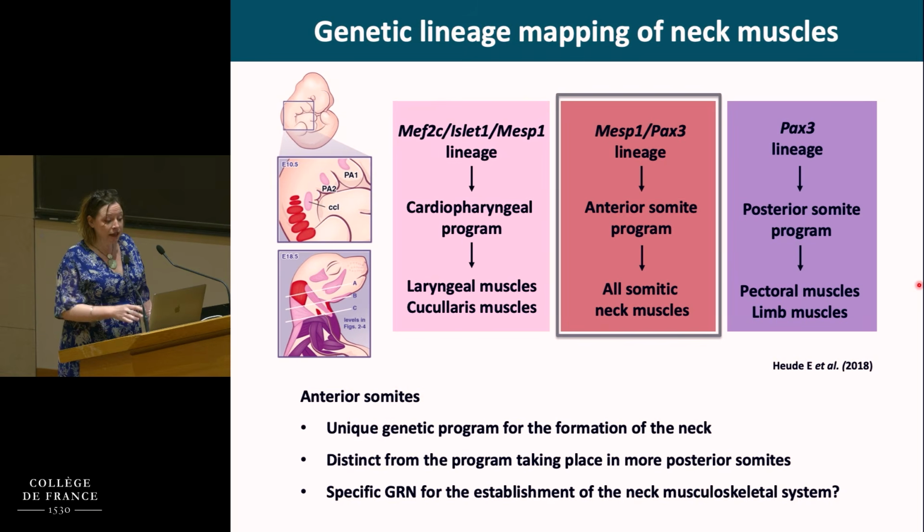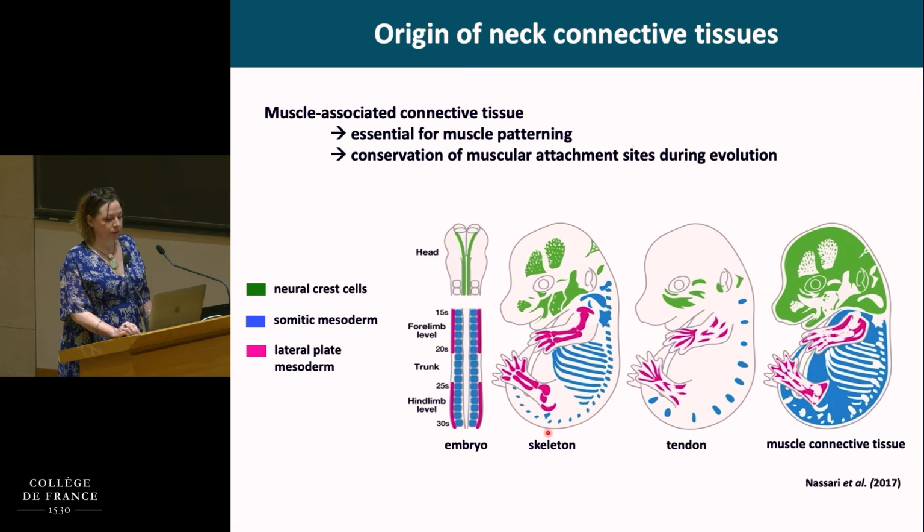On this basis, one of our current objectives in the team is to characterize the gene regulatory networks that would be specific for the establishment of the neck musculoskeletal system. So, in parallel, we also analyzed the origin of neck connective tissue.